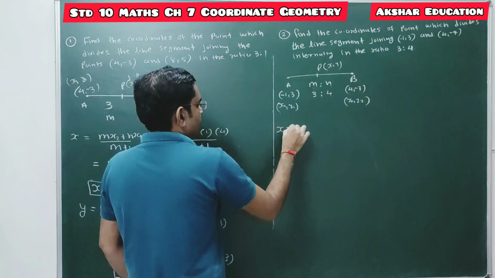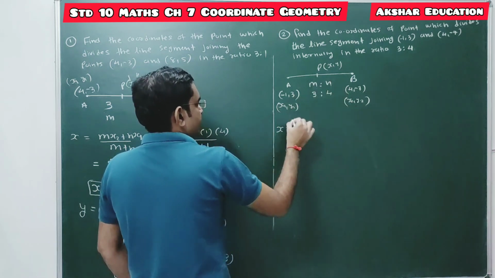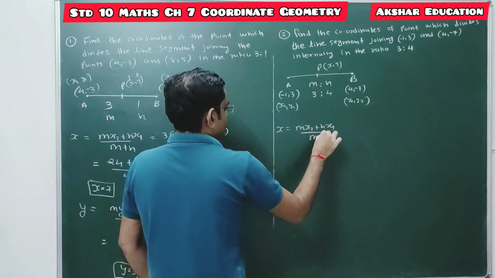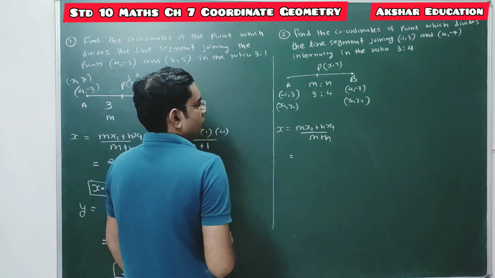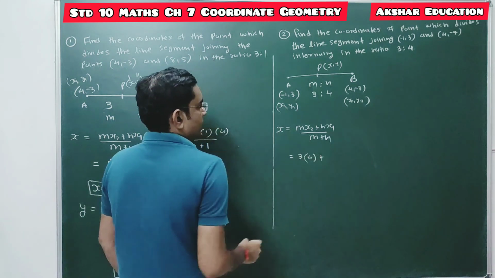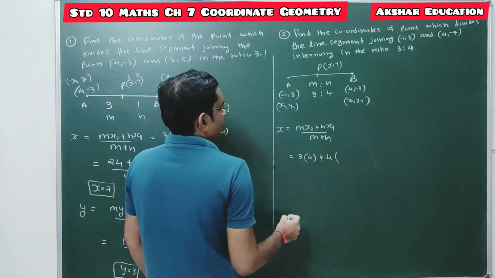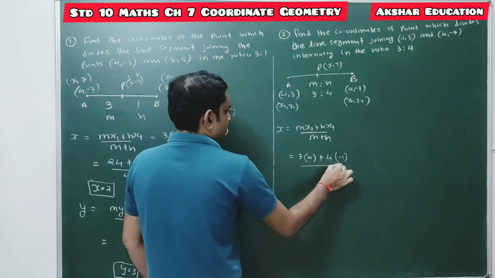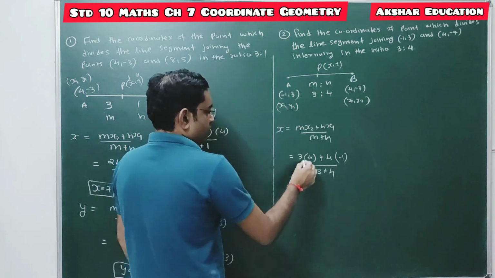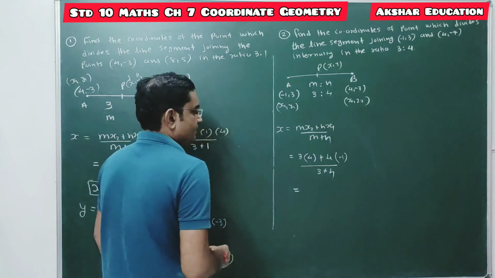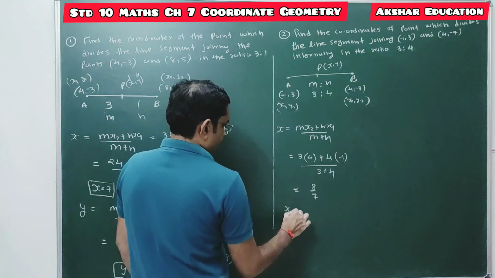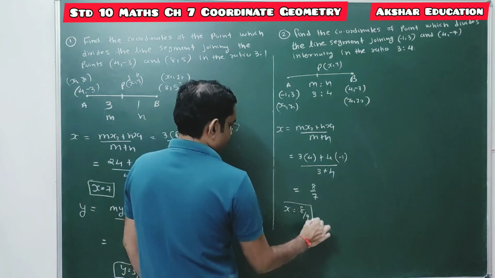First formula, the x coordinate: m x2 plus n x1 upon m plus n. This is equal to m is 3, x2 is 4, plus n is 4, x1 is minus 1, divided by m plus n, 3 plus 4. This is equal to 3 4s are 12 minus 4, 12 minus 4 is 8 by 7. So x equal to 8 by 7.